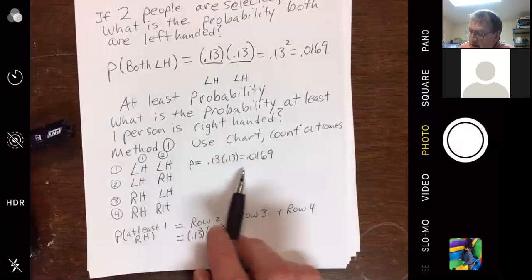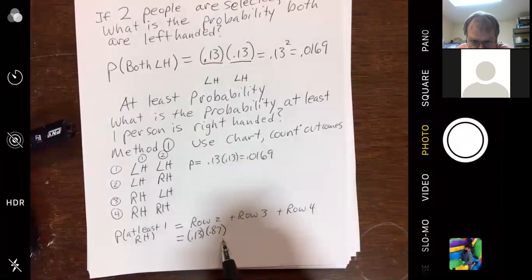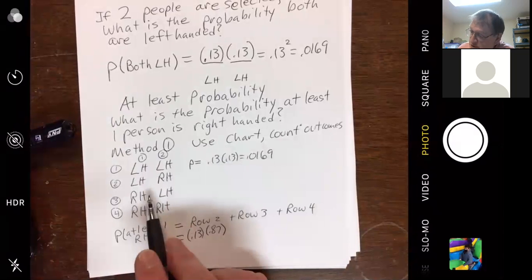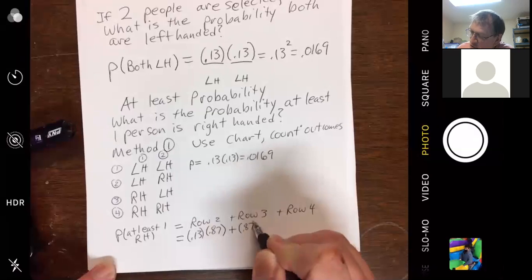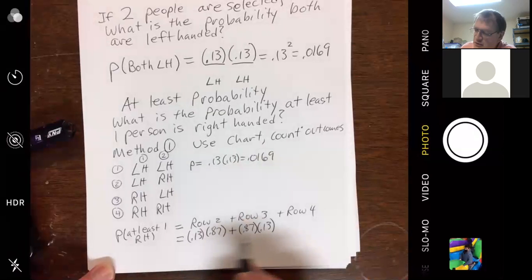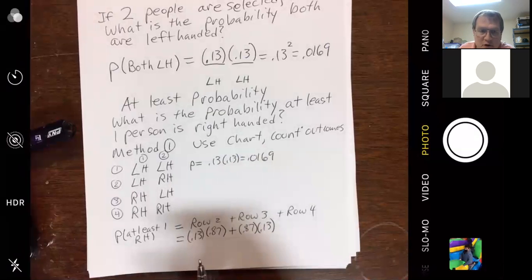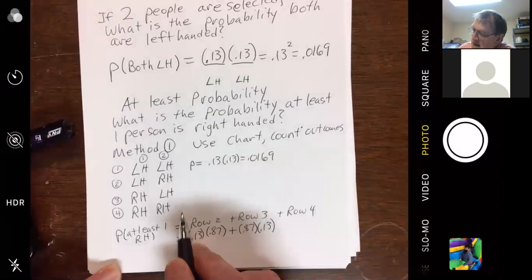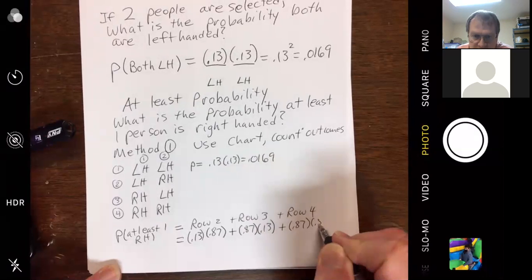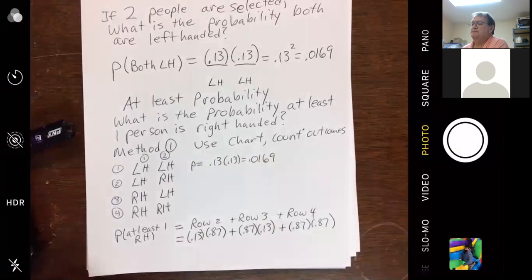I could write it up here right beside it as well. Questions about that? No, Professor. Okay. Well, row 3 is same as row 2 in the numbers, it's just reversed. Row 3 is 0.87 first because it's right-handed first, and then left-handed 0.13, but that's going to give you the same number as row 2 because it doesn't matter the order you multiply. And then you see how to do row 4? They're both right-handed. That means 0.87 times 0.87. Yes. So we'll multiply all that out.